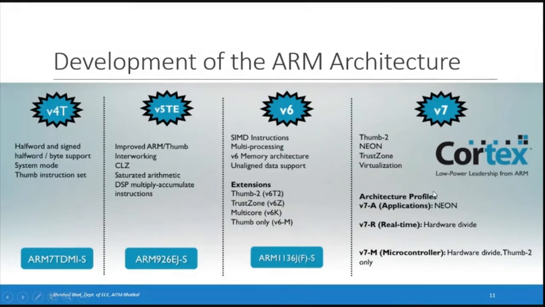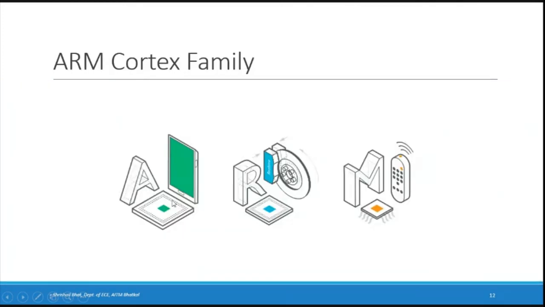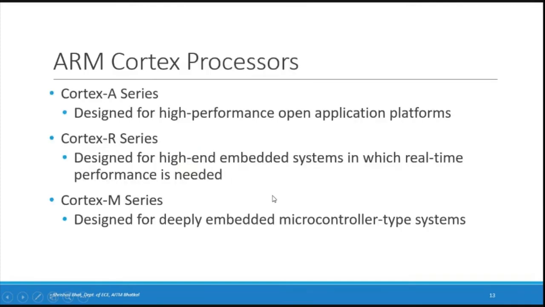Okay. So it has different series or architecture profiles, we call them. One is profile A or A series, profile R, and profile M. A stands for applications, R stands for real time, and M stands for microcontroller. It is cleverly given the name ARM. Here A series stands for applications, R stands for real time, and M for microcontrollers.